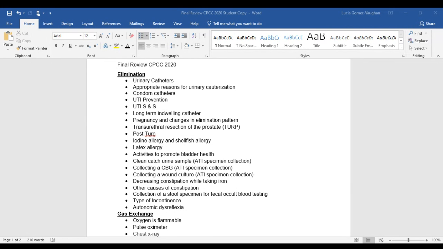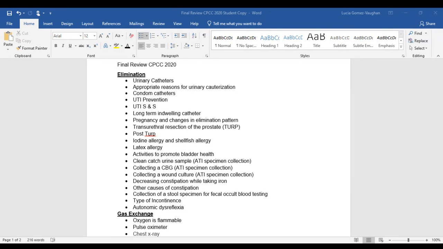Pregnancy changes in elimination pattern. Large volumes of urine because she has larger blood volume during gestation, and this can cause urinary frequency. As the fetus grows, it puts pressure on the bladder, causing frequent urination. The use of prenatal vitamins with iron can contribute to constipation in the pregnant female.